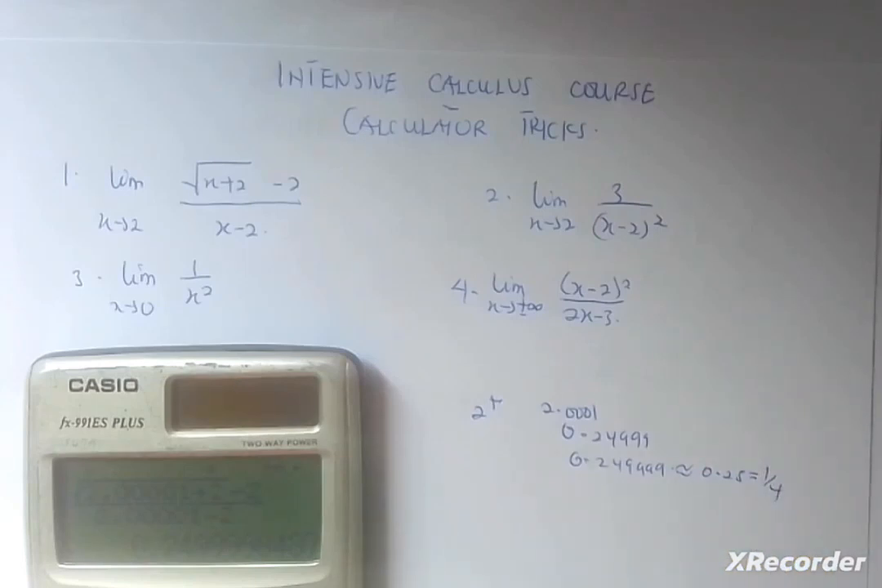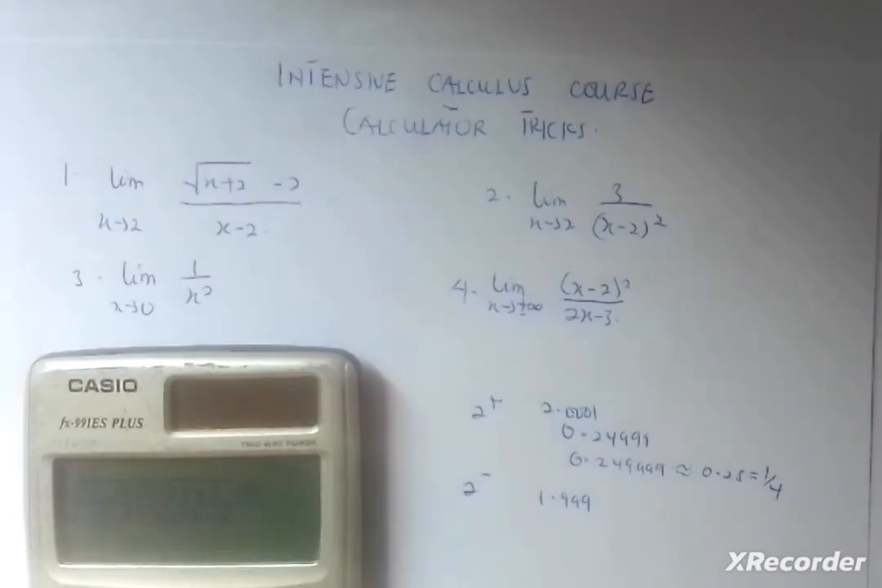But what you are going to do is find the left limit. If it is equal to 1 over 4, then you see the limit of this function is 1 over 4. So in this case, let's take a number very close to 2 from the left side. That can be 1.999. It is less than 2, but very close to 2. So this is what you are going to do.